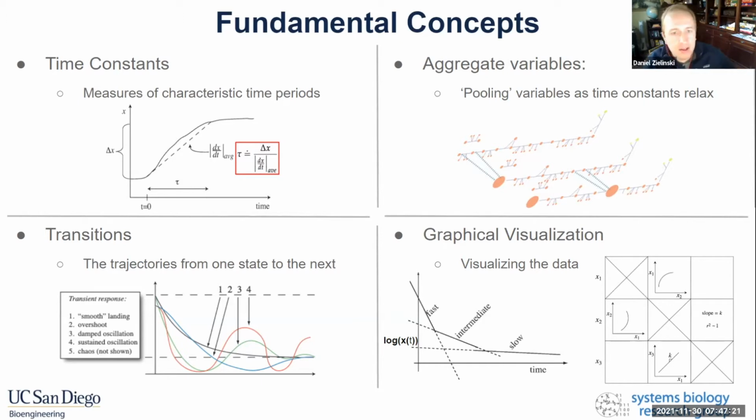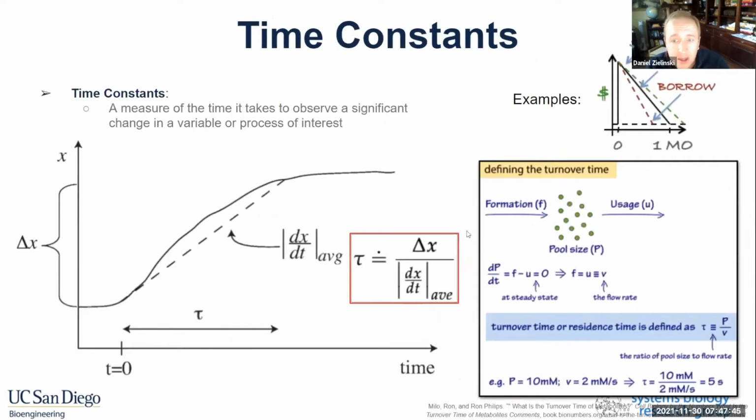And so I'll go into these each individually, but these are 4 of these concepts. This is not an exhaustive list, but it's 4 examples of how we can extract dynamic intuition for the behavior of our network. So these are time constants, variable aggregation, transition analysis, and then graphical visualization.